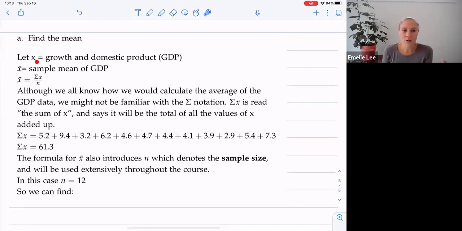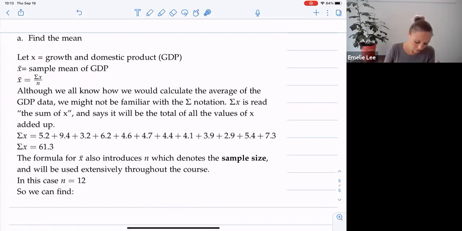All right. Usually we use a lowercase x to denote the variable. It's just a shorthand for the variable. So in this case, I'm saying let x be the gross domestic product, the GDP. X bar, and shoot, I feel like we've talked about x bar, right? The sample mean. So x bar in this case is the sample mean of the GDP.